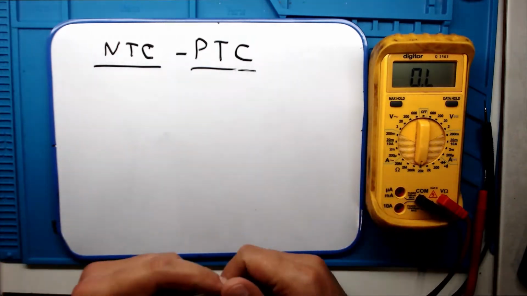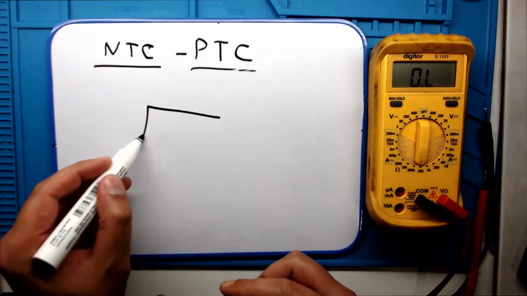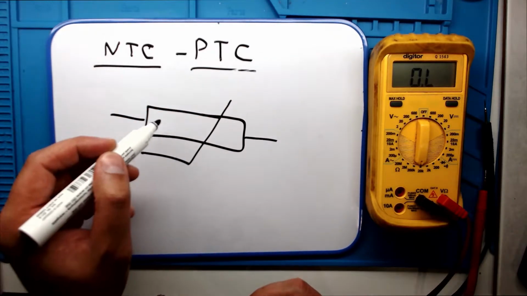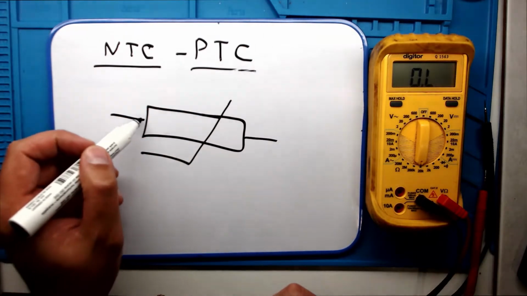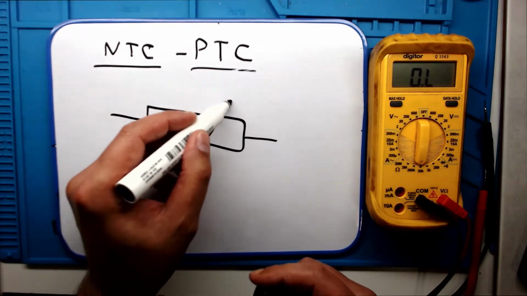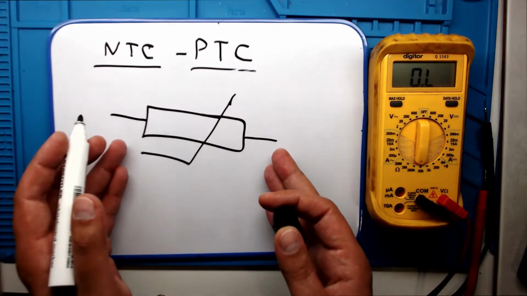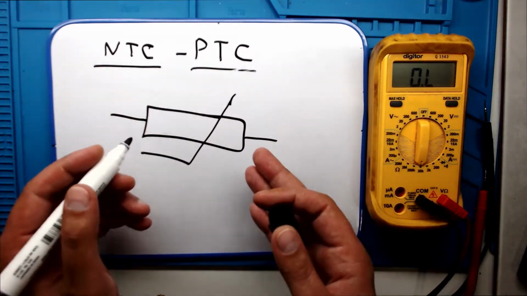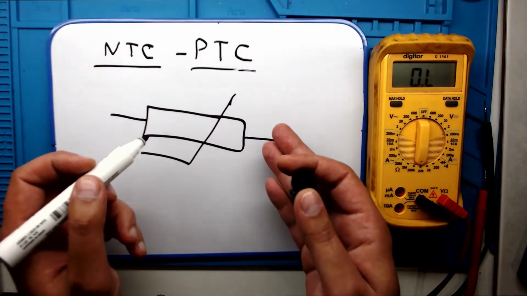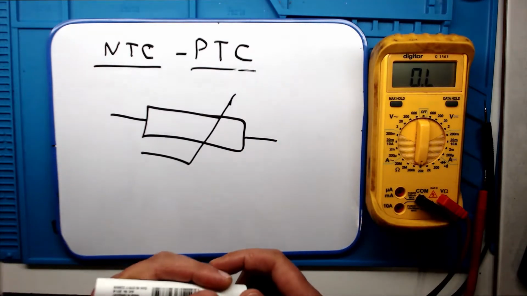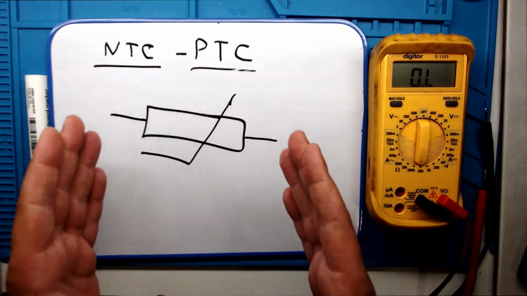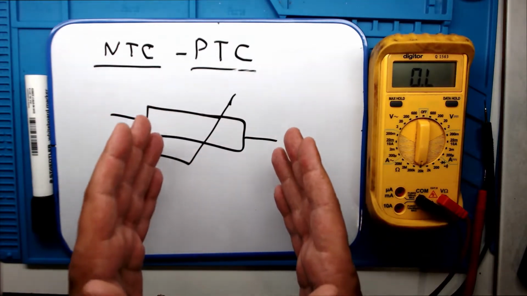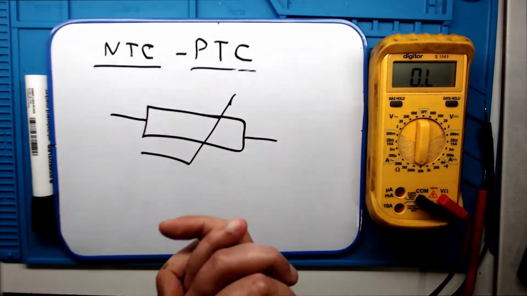Now let me show you the symbol. The NTC and PTC temperature symbol is this one, and when you see this symbol in the circuit board or schematic diagram, right now you know this is the NTC or PTC component. Now I want to say how to know if this resistor is NTC or PTC, or how to check this component.